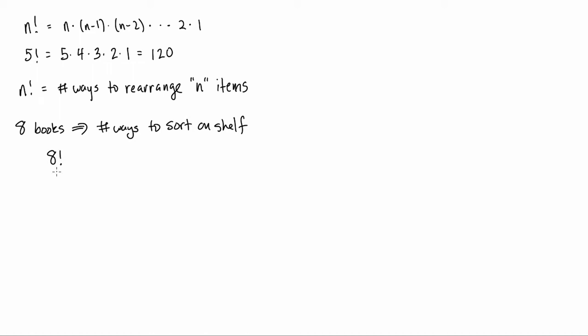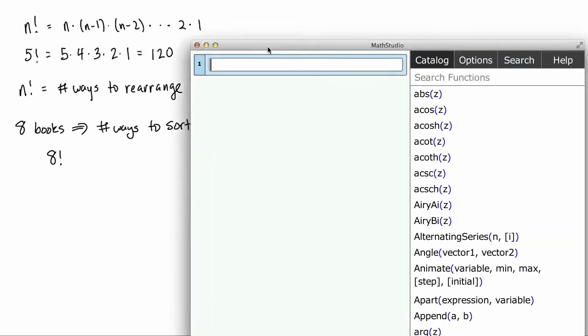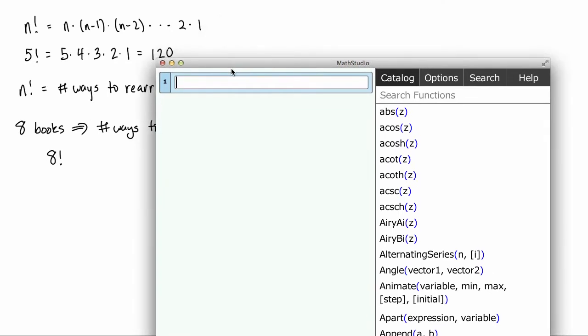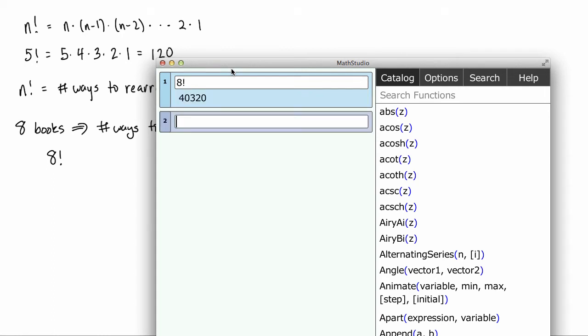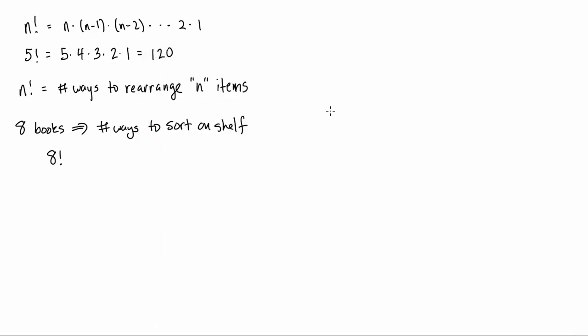Let's see, 8 factorial, that's a big number. Let's go ahead and bring in a calculator and we'll deal with that. So 8 factorial is 40,320. So there are 40,320 ways to arrange the books on a shelf.